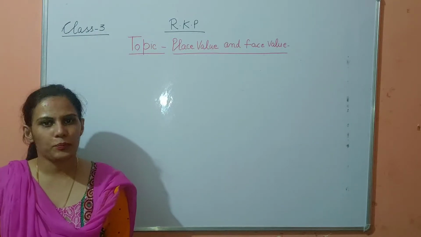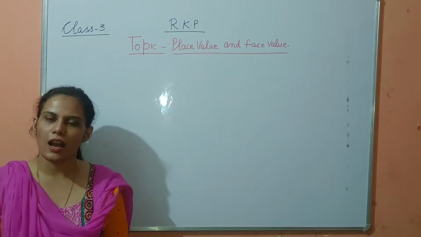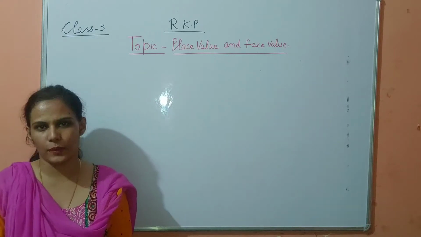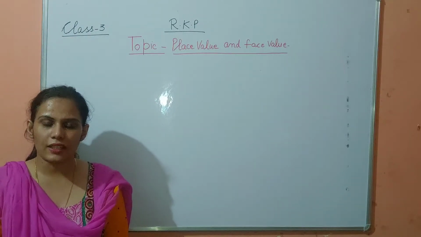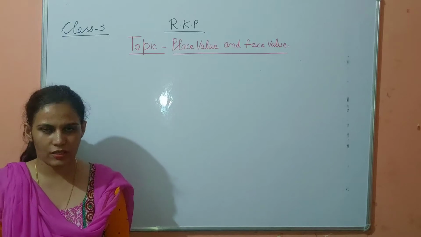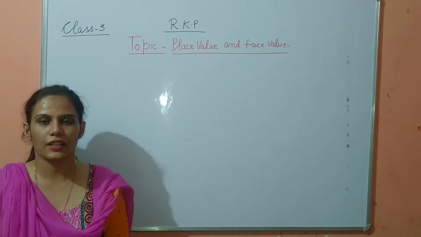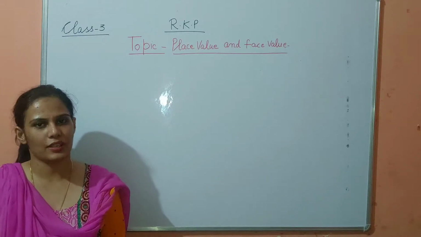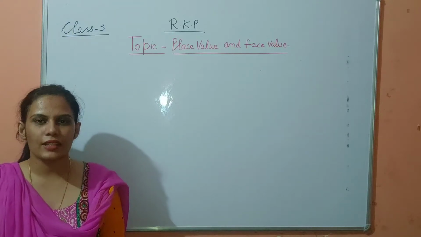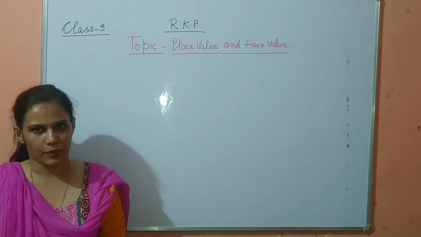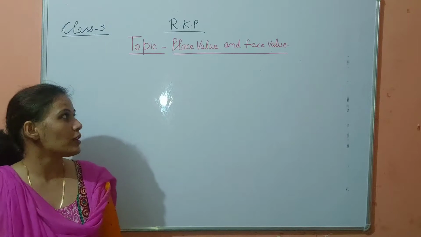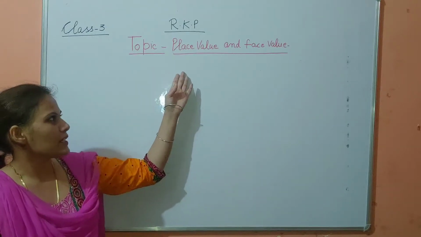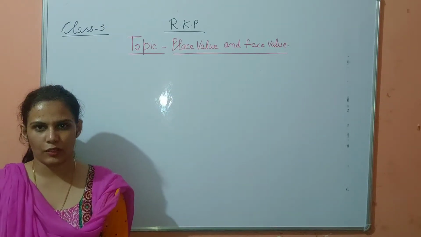So students, in the previous class we studied how to write 4-digit numbers. We did it with the help of pictures, words, numbers and with the help of abacus. But today our first topic is place value and face value.